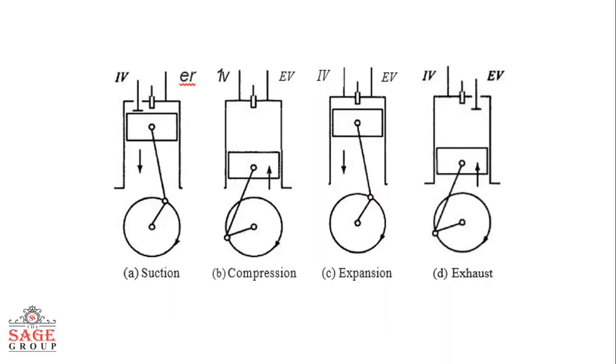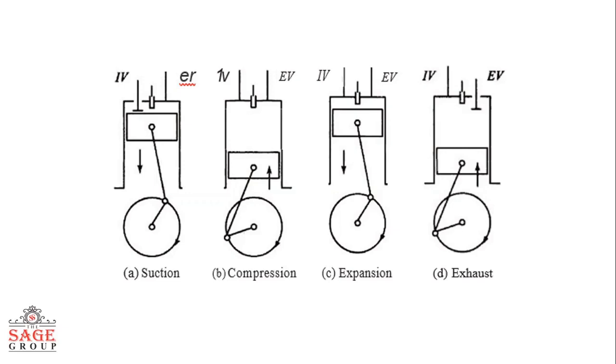The compression ratio for an SI engine is between 6 to 10, while for a CI engine, it is between 16 to 20. In the CI engine, during suction, air instead of fuel-air mixture is inducted. Due to the high compression ratio, the temperature at the end of the compression stroke is sufficiently high to self-ignite the fuel, which is injected into the combustion chamber.